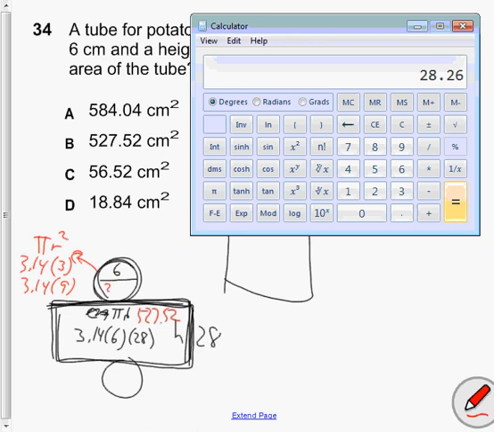The answer for that is 28.26. There are two of those. This was a top circle and a bottom circle. So the circles work out to be that, plus the third face, which is 527.52. Some people don't like calling that third one a face, but I do. The overall surface area, according to my calculations, is 584.04. So the answer is A.